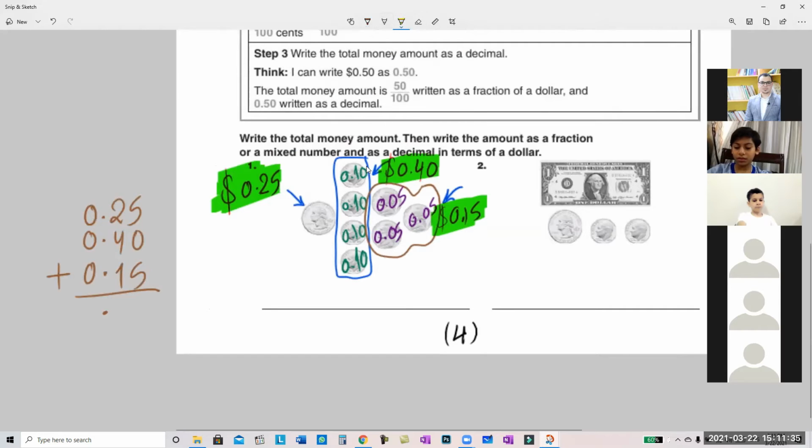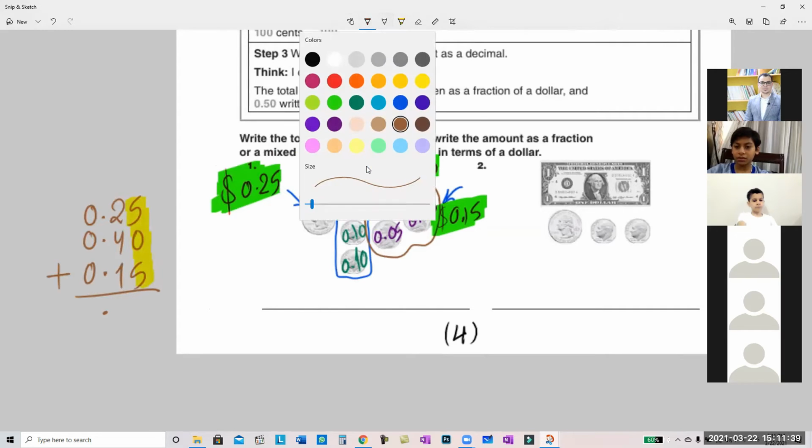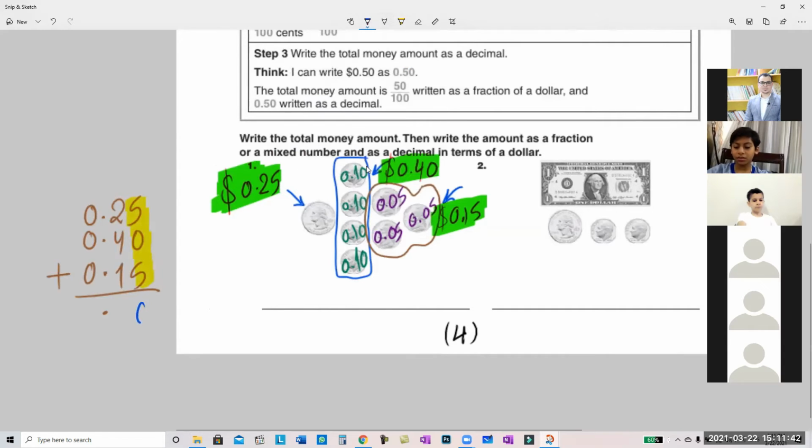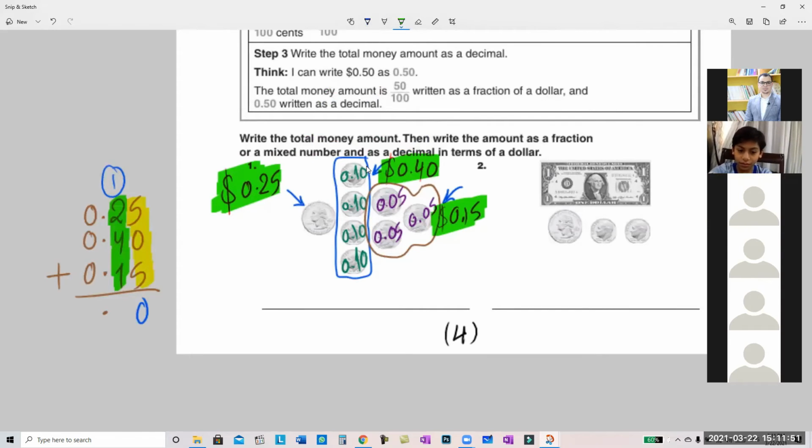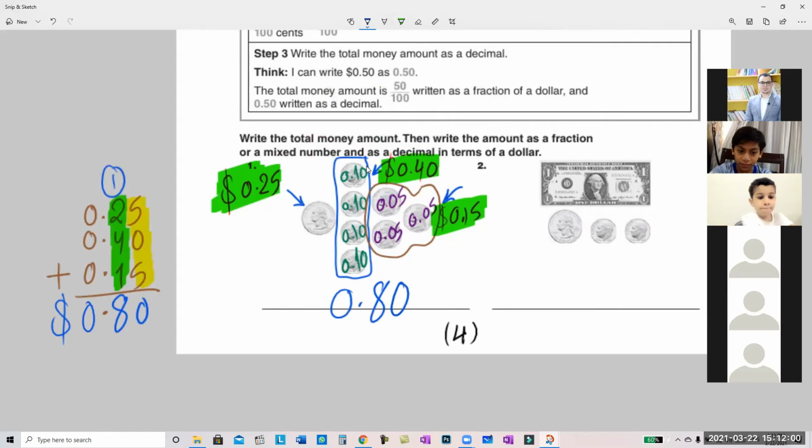Okay, so 5 plus 0 plus 5 equals what? 10. 0 and carry 1. And then 2 plus 4 plus 1 equals 7. And we have 1 up, 8. So it will be 0.80 of a dollar. Okay. Thank you so much, Ali Sihati. Great job, man.